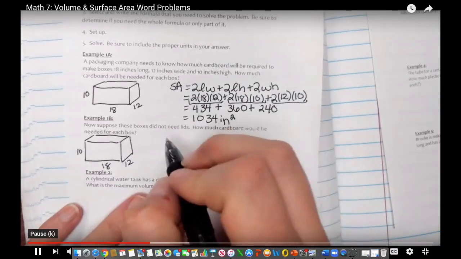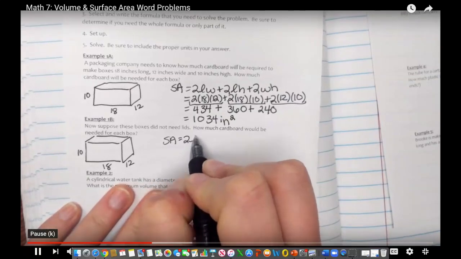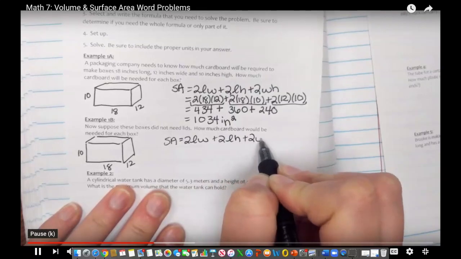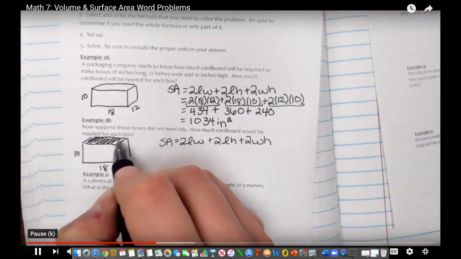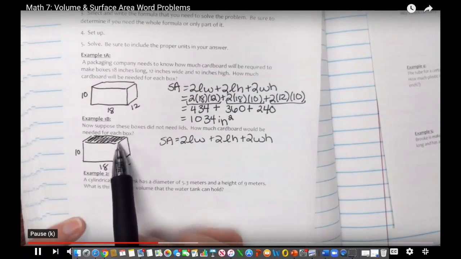So I'm going to have to modify my formula a little bit. So I start with my original length times width plus 2 times length times height plus 2 times width times height. But I'm not needing this lid part anymore. So that is a length times a width dimension.